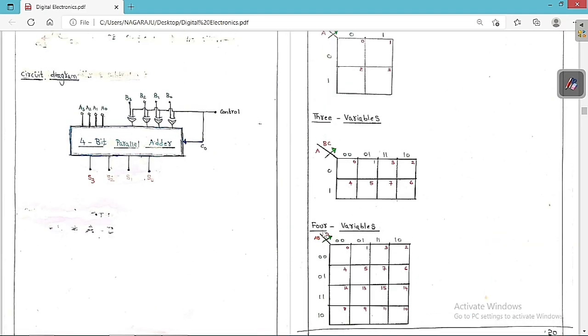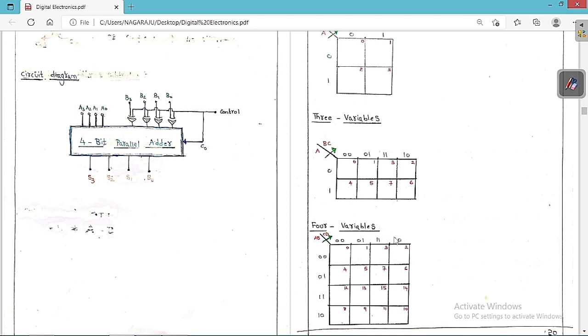Suppose now if you have 4 variables, like A, B, C, D. Out of this, A is the MSB bit and D is the LSB bit. So with the help of 4 variables, we are going to get 2 to the power of 4, 16 combinations. So 16 cells we are going to get. Now I am going to draw the Karnaugh map. So this is AB, this is CD. So 0, 0, 0, 1, 1, 1, 1, 0.